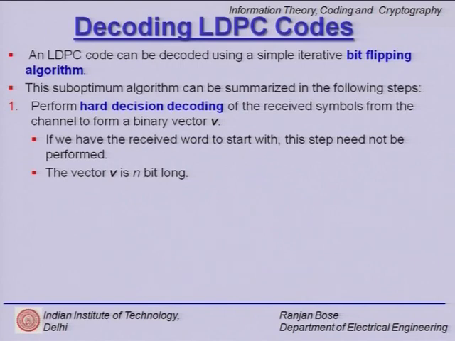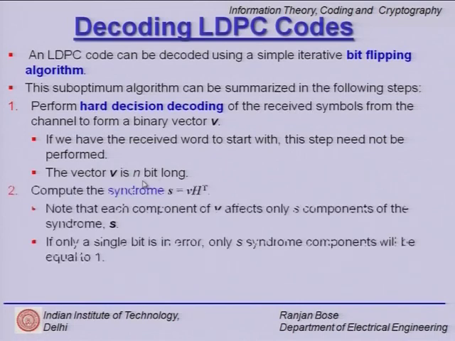So, what is the suboptimal algorithm? What does it look like? Well, we first perform hard decision decoding on the received symbol to form a received vector nu. So, the first vector nu, which is the received vector, is n bit long. We do not know whether nu is the valid code word or it is a code word plus error. So, the first job is to find that out.